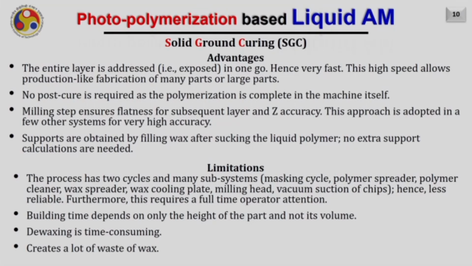However, there are a few limitations of the process. The process has two cycles and many subsystems like masking cycle, polymer spreading cycle, polymer cleaner, wax spreader, wax cooling plate, wax head, vacuum suction chip and so on. Therefore, it is not very reliable. Furthermore, this process requires full time operator attention. If you do not use the machine, the wax may clog some of the pipelines and it will become very difficult to clean the entire machine and bring it back into running condition after some time.